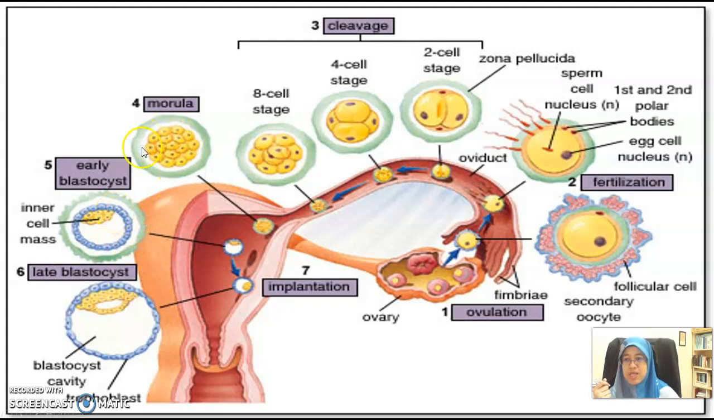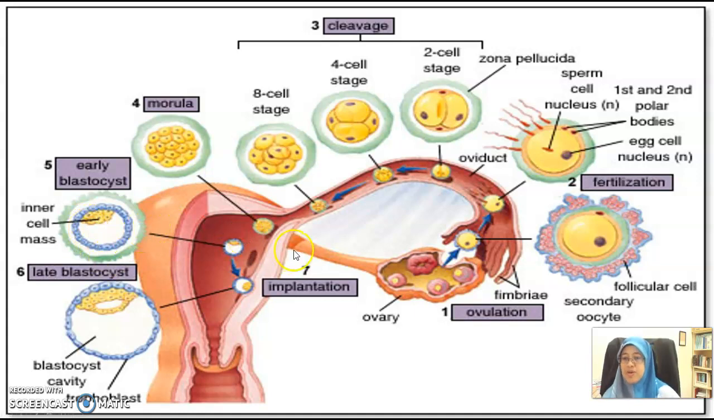So from this pack of cells, they undergo differentiation into the embryoblast and the trophoblast. Trophoblast will be the one that forms the placenta and extraembryonic membrane. Yeah, the embryoblast here is the one that will develop into the embryo.